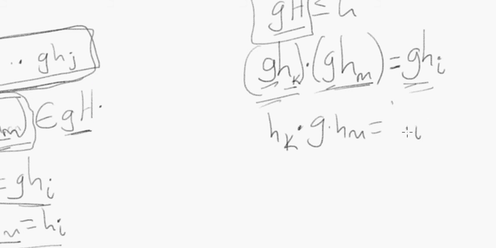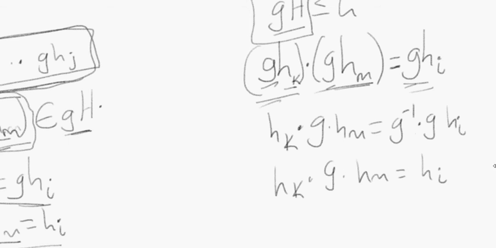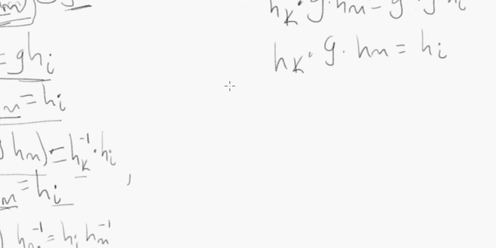The end result is now we have, if we multiply by G inverse on both sides, we end up with H_k times G times H_m equals G inverse times G times H_i. But G inverse times G just gives us the identity. So we do end up with H_k times G times H_m equals H sub i. Okay? Well, we multiply both sides by H_k inverse.